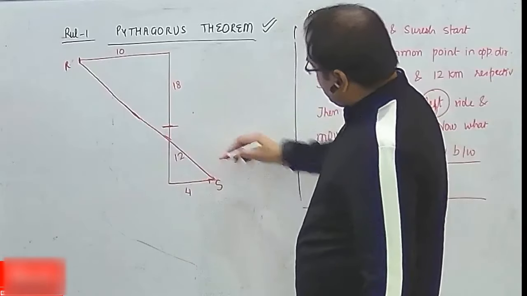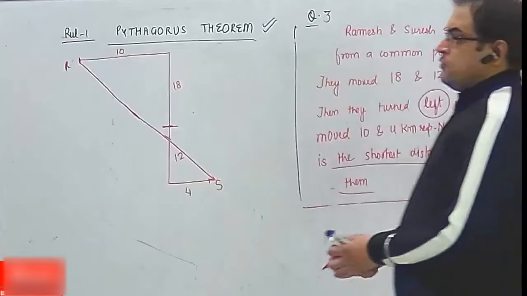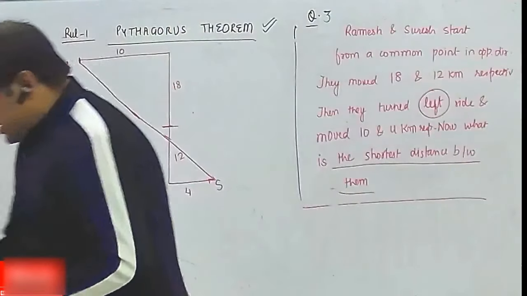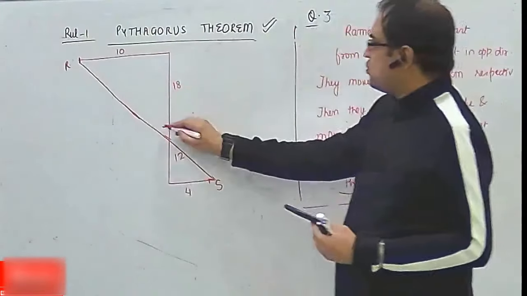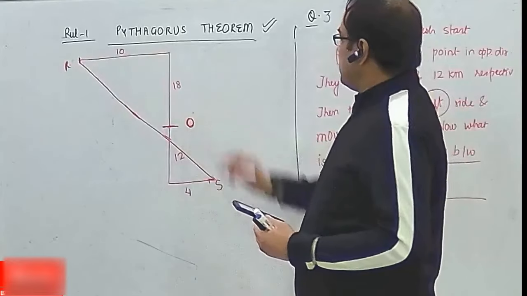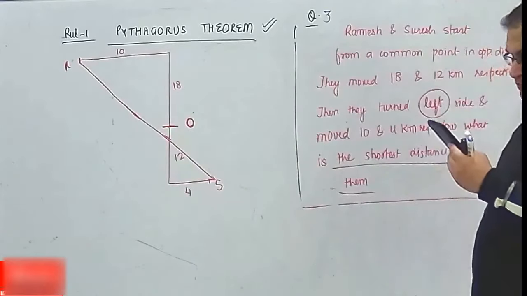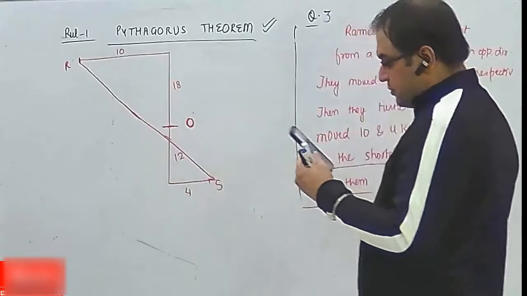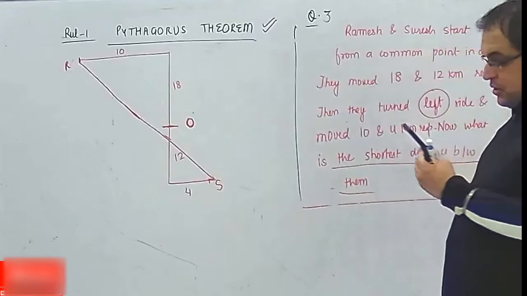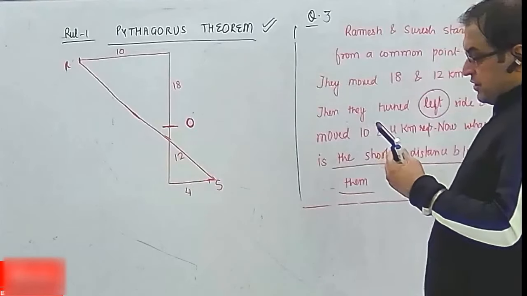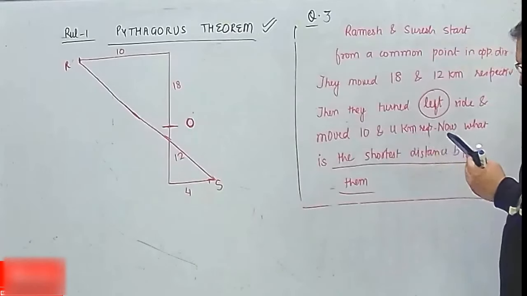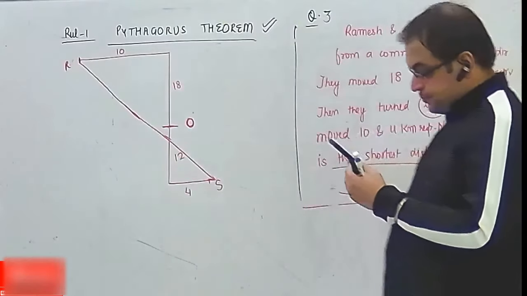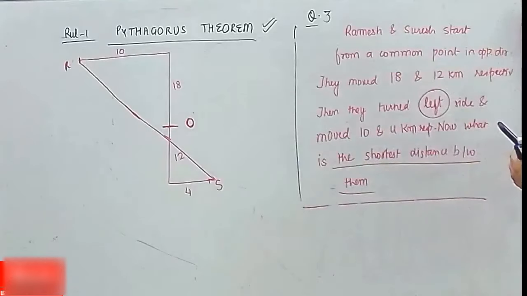Okay. So first, tell me: is it necessary that this line will pass through the common starting point or not? Will this line surely pass through this point, the origin point, or not? Is it necessary that this passes through this point? Tell me in the comment section.